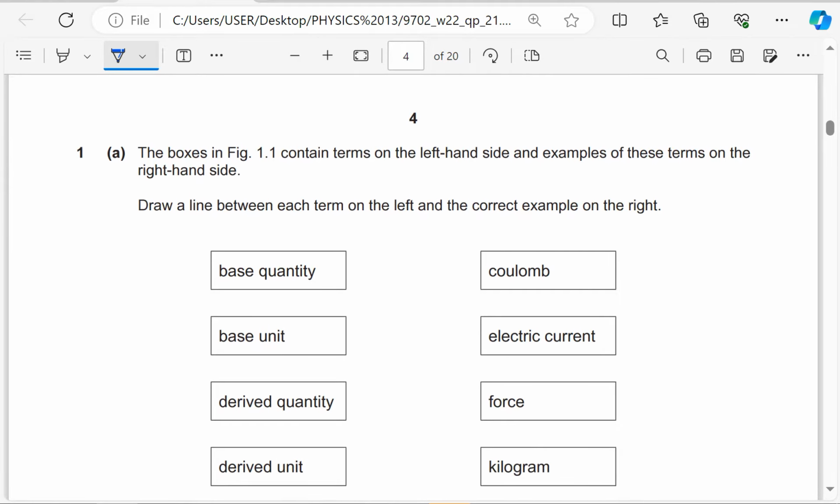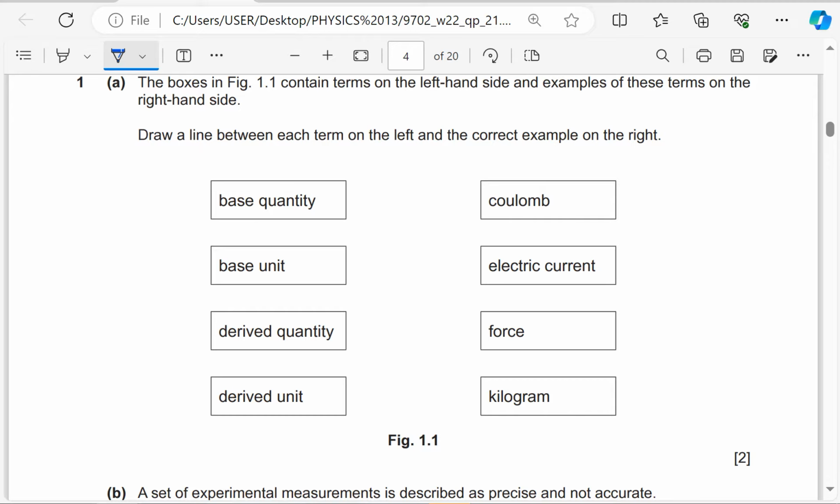The boxes in figure 1.1 contain terms on the left-hand side and examples of these terms on the right-hand side. Draw a line between each term on the left and the correct example on the right. The first term is base quantity. A base quantity is one which can be expressed in terms of base units. There are 7 base quantities: mass, length, time, electric current, temperature, amount of substance, and luminous intensity. So the base quantity here is going to be electric current.